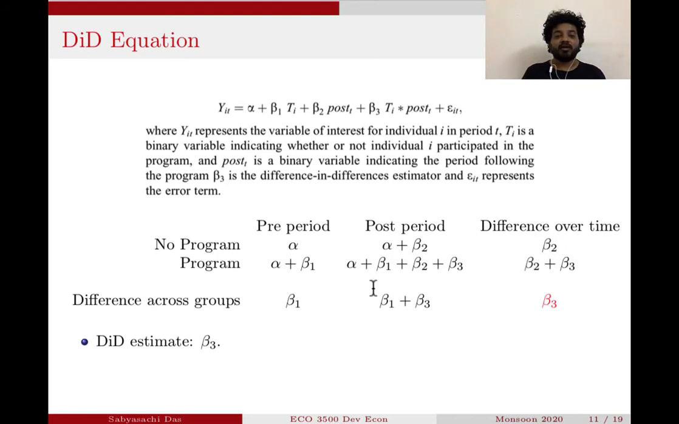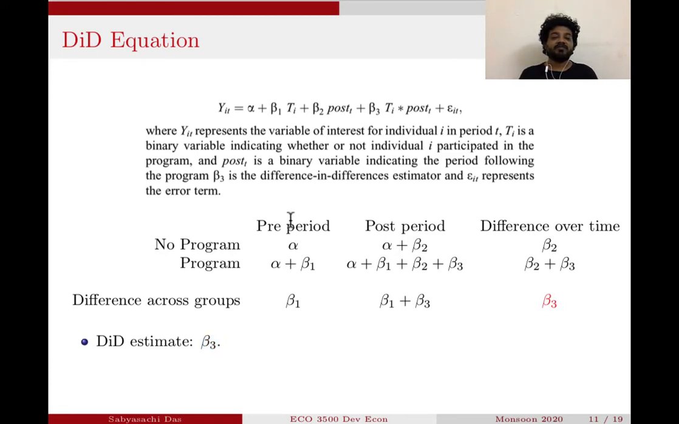So now, what is the effect of the program then? The effect of the program is the difference between this and this. This is the additional effect that is happening because of the program. If the program hadn't happened, even for the program villages, it would have still increased by beta 2. But because the intervention actually happened, it increased by potentially more than beta 2. So the difference between these two gives you the difference in difference estimate, which is beta 3. So that's your DID estimate, which is the causal effect of the program on the outcome.